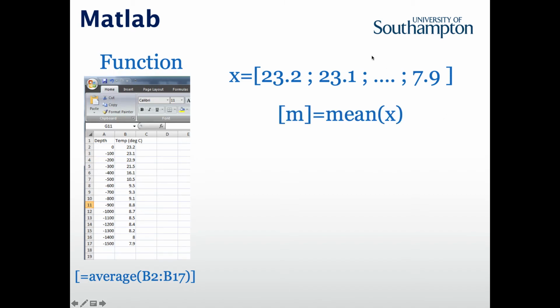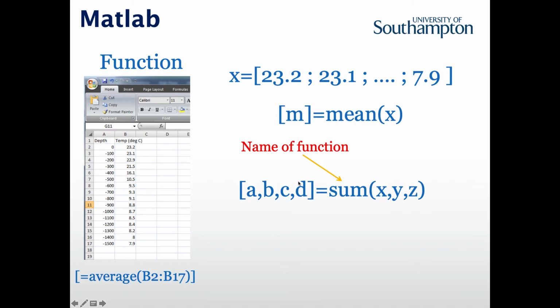Now, the nice thing with MATLAB is all functions are the same. So once you use one function, you can use any function. So there's another function called sum. So here you might take the sum of 3 different matrices. So these are all inputs, and it might give you 4 outputs. So you always have the name of the function, the inputs and the outputs.